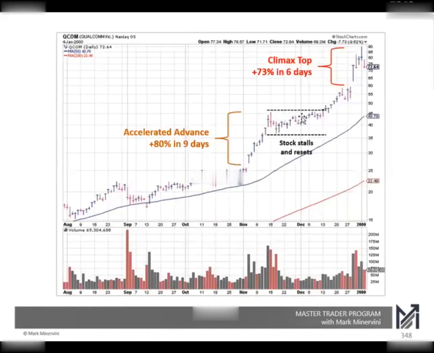But then you see it just sets up, it tightens up. You get a little VCP, and now you get that later move, climax top 73% in just 6 days. So the point I'm trying to show you here is that a lot of times you'll get two sets of these accelerations, and I'm going to show you also on a swing basis. We're looking a little bit longer term here, but I'm going to show you on a swing basis.